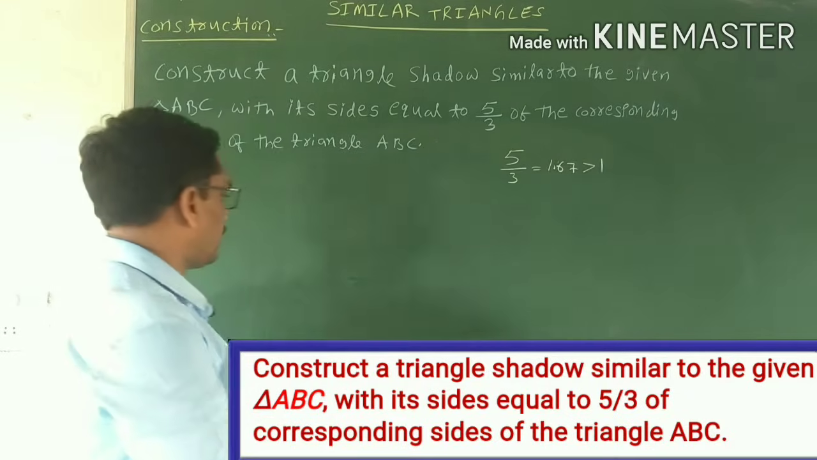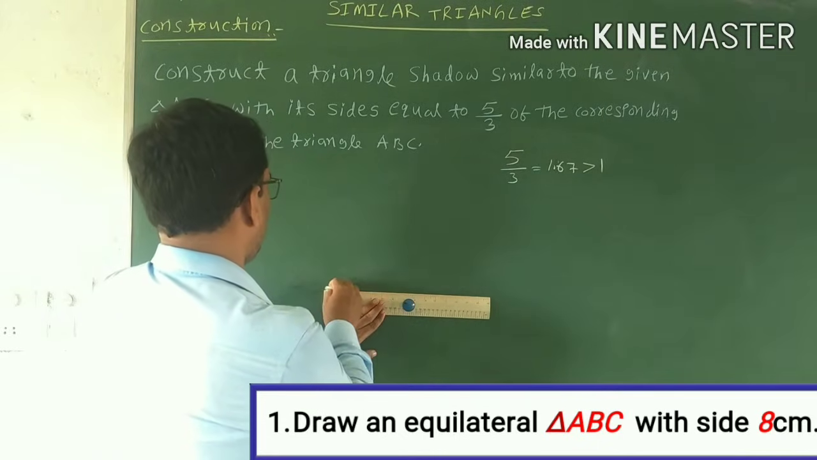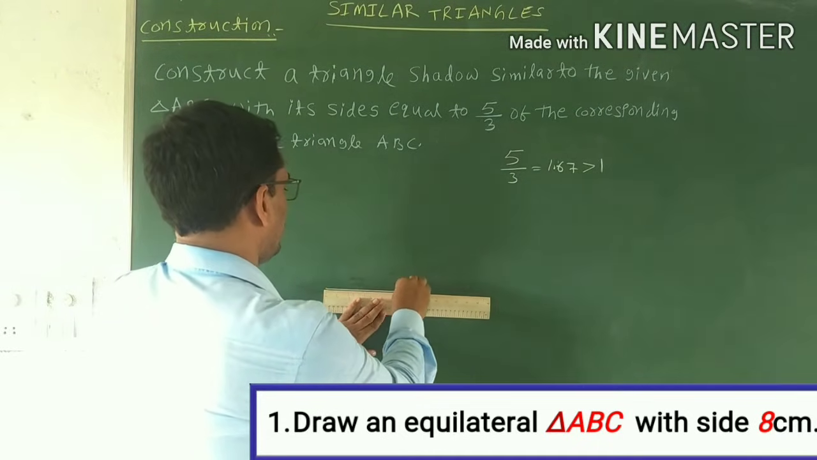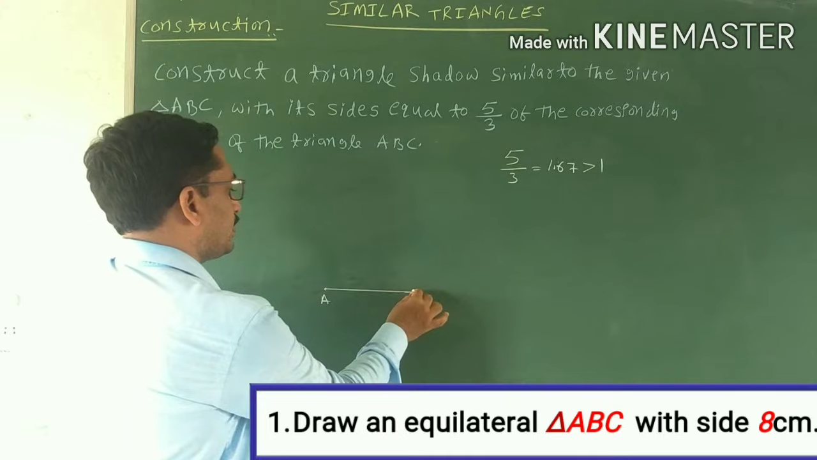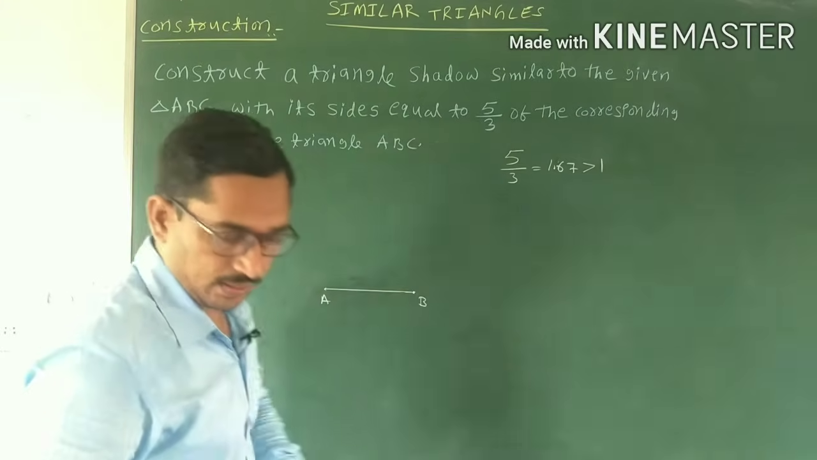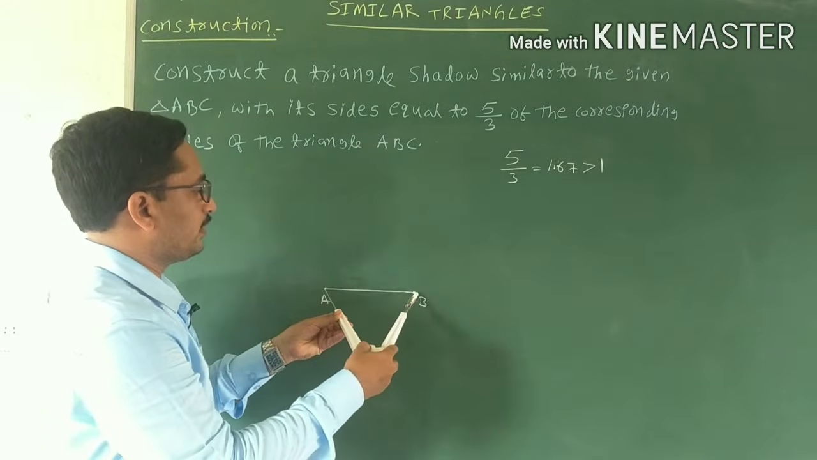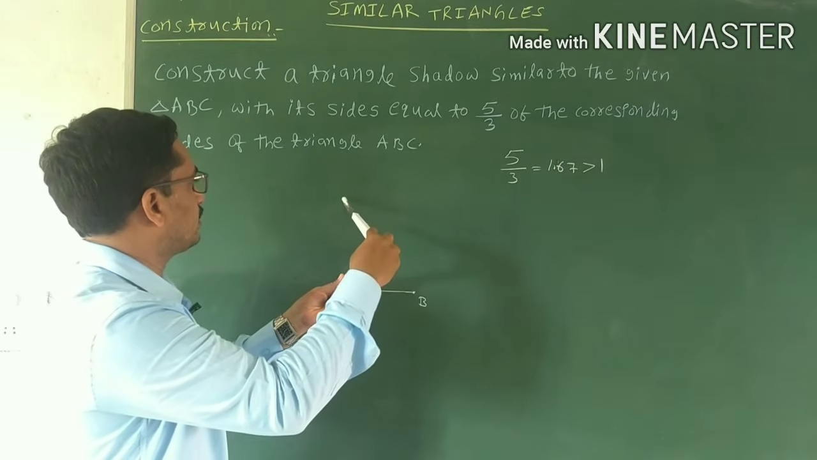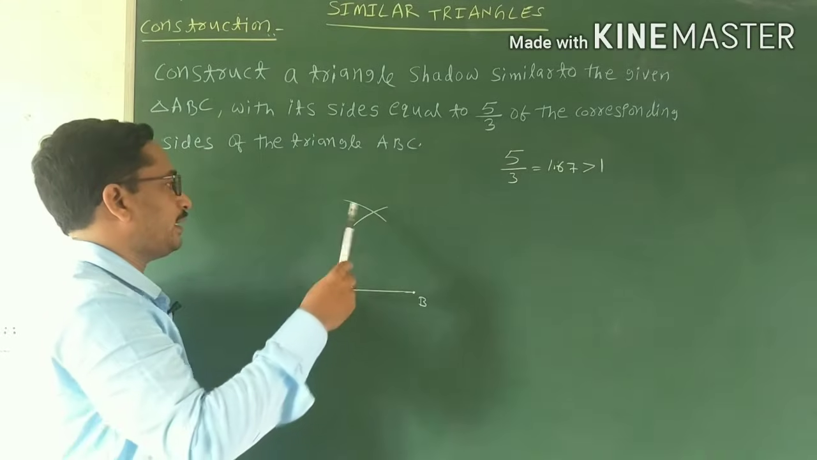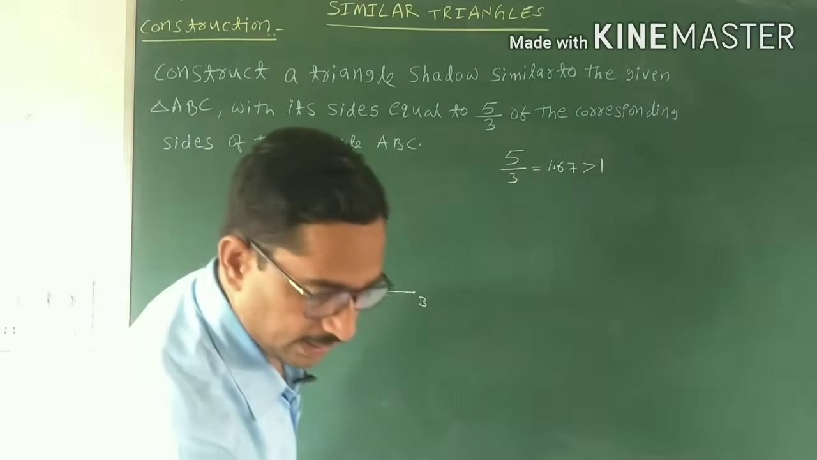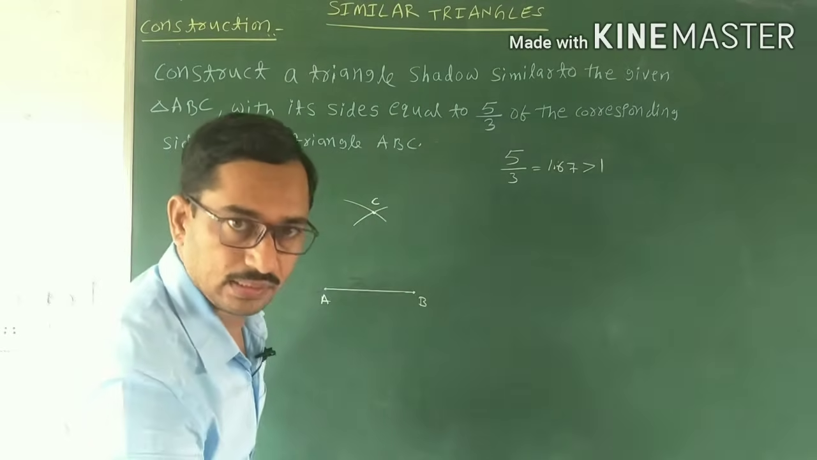So now first draw a triangle. I am taking an equilateral triangle with 8 centimeters. First draw a line segment whose length is 8 centimeters and denote it AB. Next, with center A, draw an arc whose radius is 8 centimeters. This is an equilateral triangle, all sides are equal. So draw two arcs with center A and center B that intersect at a point, and denote the point by C.